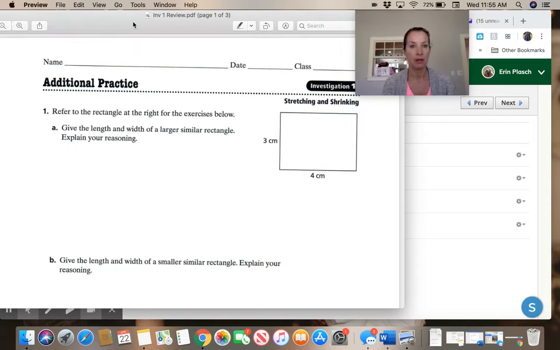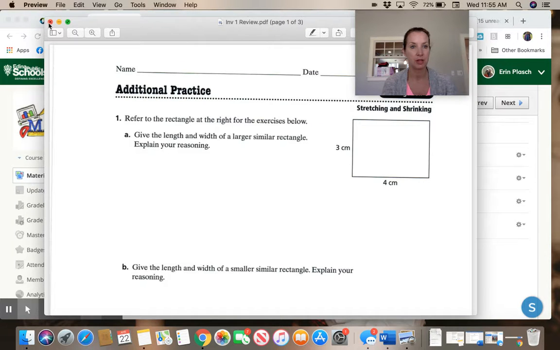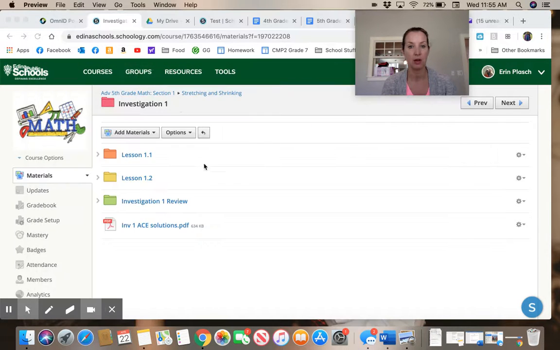So, like I said, I will post the Investigation 1 quiz. I will post that right here inside of the Investigation 1 folder. I will make it a digital copy and a PDF where you can choose either way to complete the quiz.